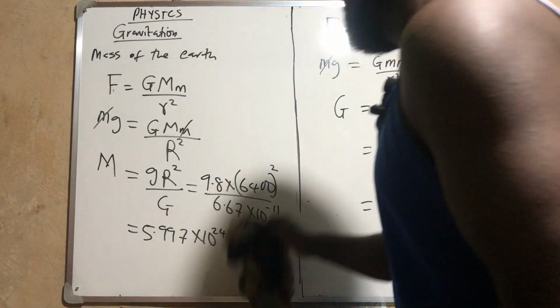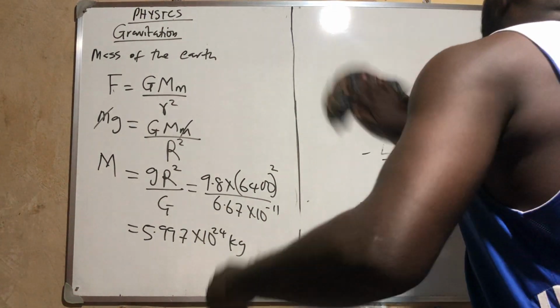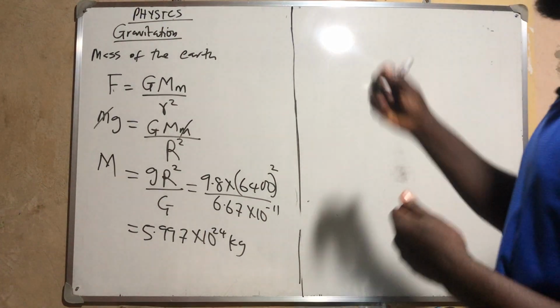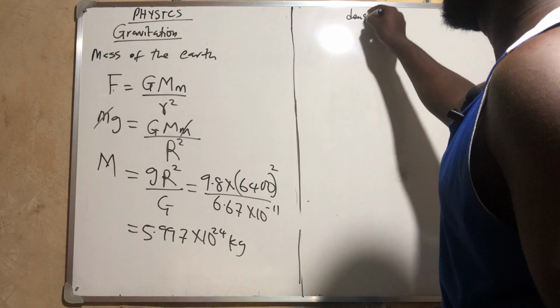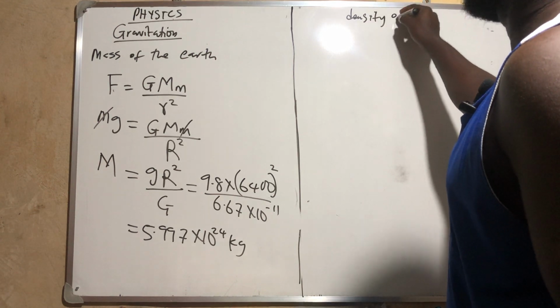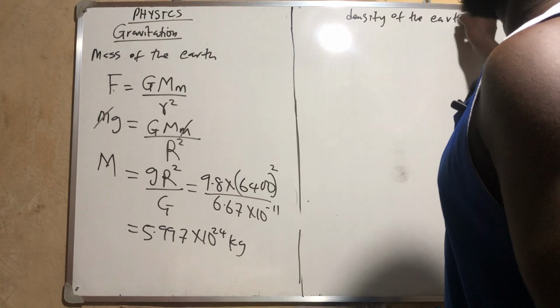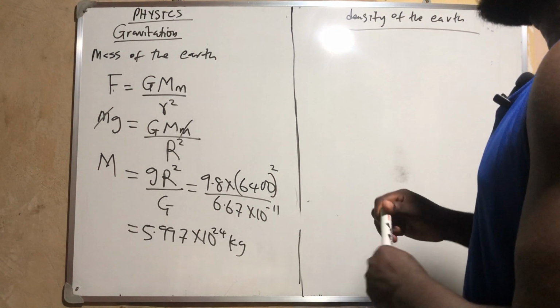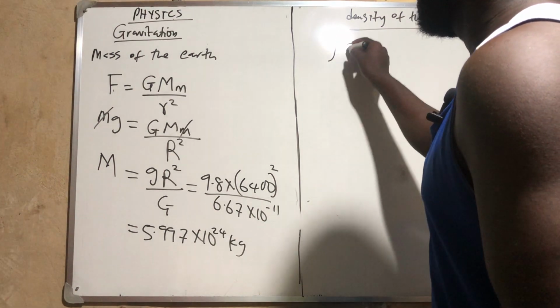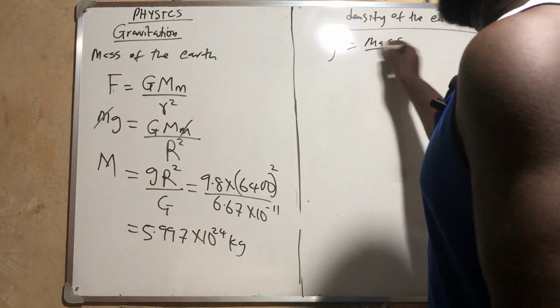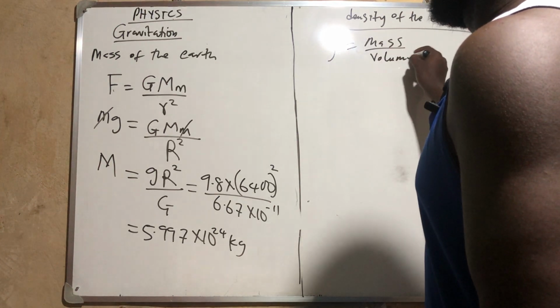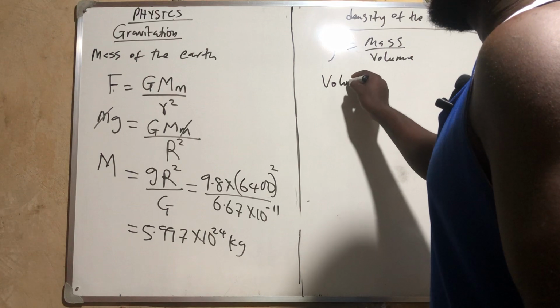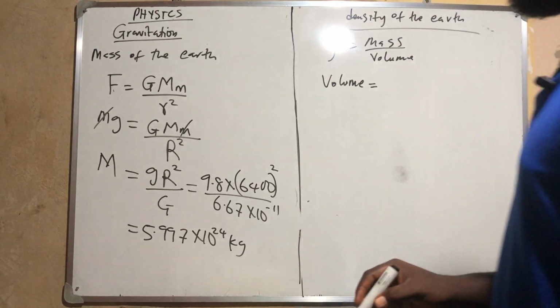So the next thing we'll calculate is the density of the earth. You know the formula for density. Density is mass over volume. And they say that the earth is spherical in shape.